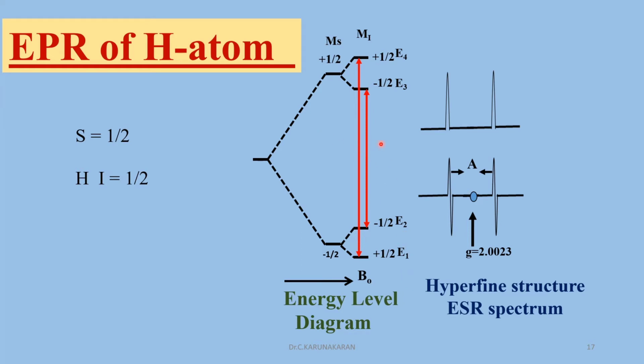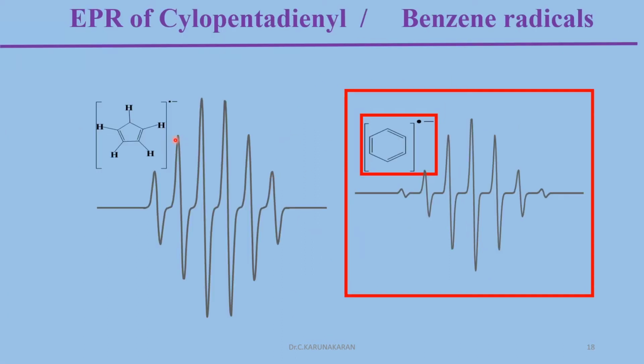Therefore, by following the selection rule, delta Mi equal to plus or minus 1, there are two transitions. Therefore, there are two signals. There are two signals obtained due to hyperfine splitting due to I equal to 1/2. The hyperfine splitting constant is calculated from the spectra as shown here. Let us see a few more examples.